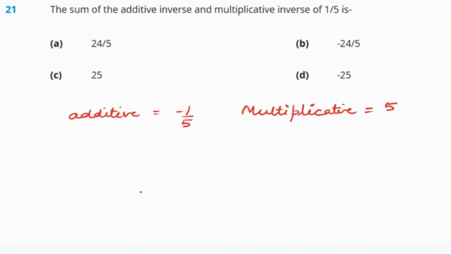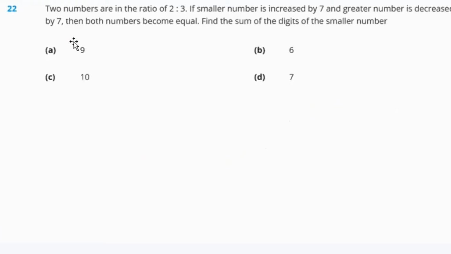Correct. Now we need to find their sum. So that has to be minus 1 by 5 plus 5. We will take the LCM. We are getting 5 only. So minus 5 plus 25. We will be getting 24 by 5. So that has to be our answer, which is option number A. Got it? Okay. Now we are moving towards question number 22.